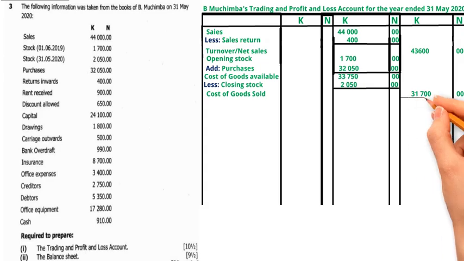Okay, then when I find the difference of the turnover, net sales, minus the cost of goods sold, which should give me 43,000.